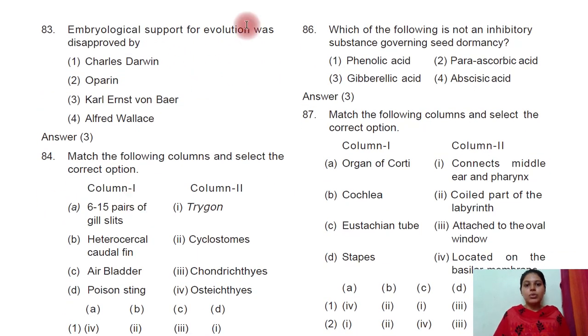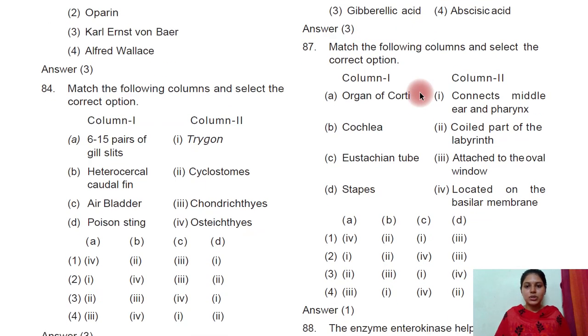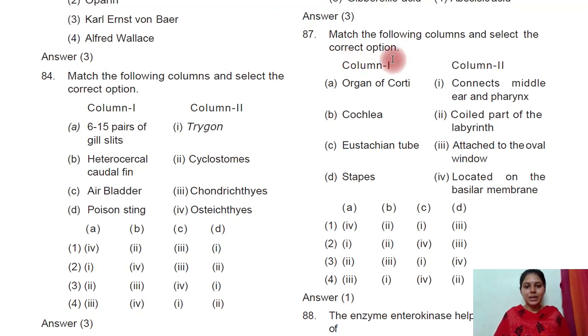Which of the following is not an inhibitory substance? They are asking for the one that is not an inhibitory substance. So gibberellic acid is not an inhibitory substance. Next, match the following columns and select the correct option. You have organ of Corti, cochlea, eustachian tube, and stapes. All these are parts of the human ear, right? So the answer is 1.